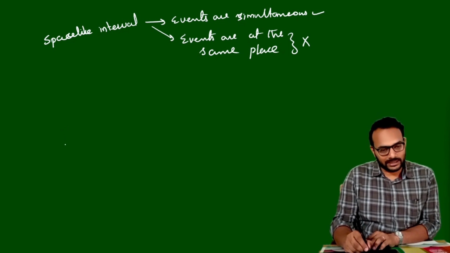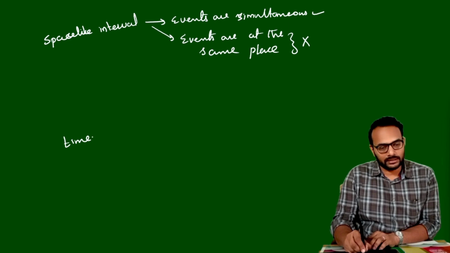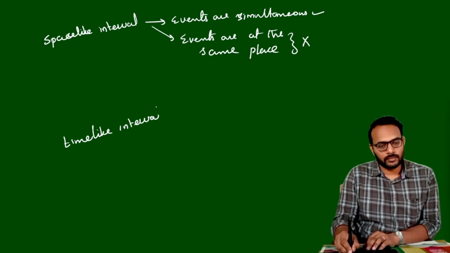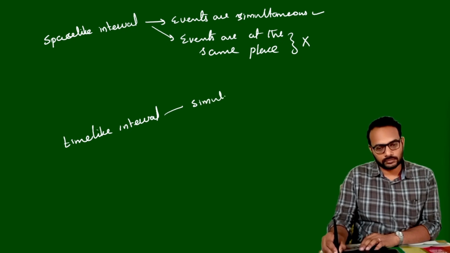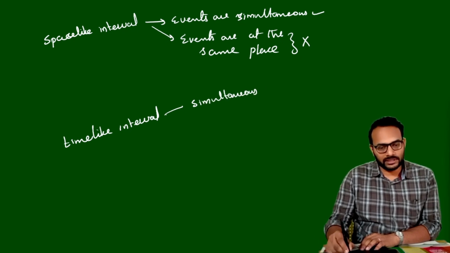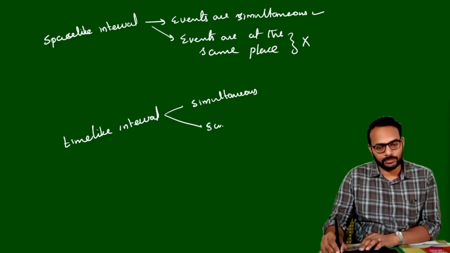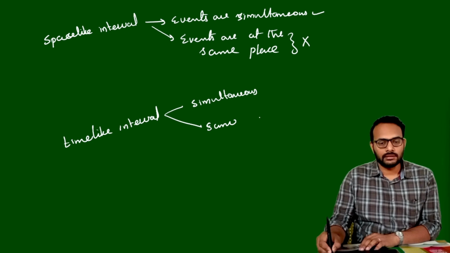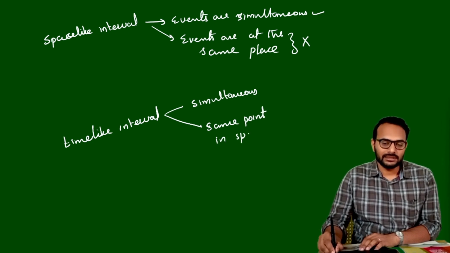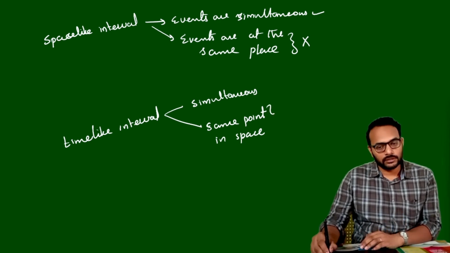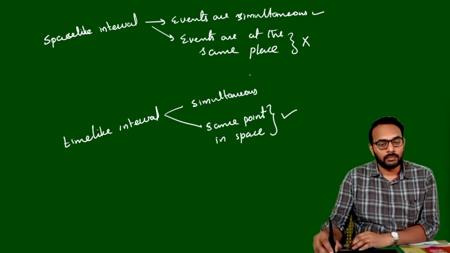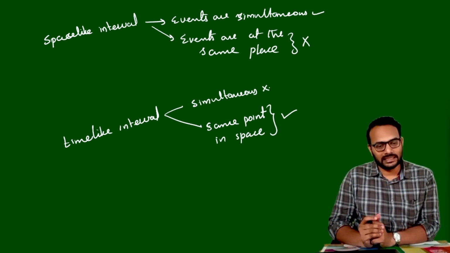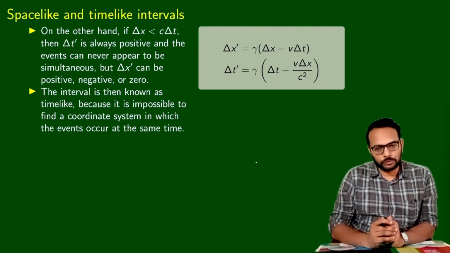On the other hand, if the interval between two events is time-like, there's always a frame in which the events are at the same point in space, or same place, but there's no frame in which the events are simultaneous. Actually, there's another way of looking at the same thing.